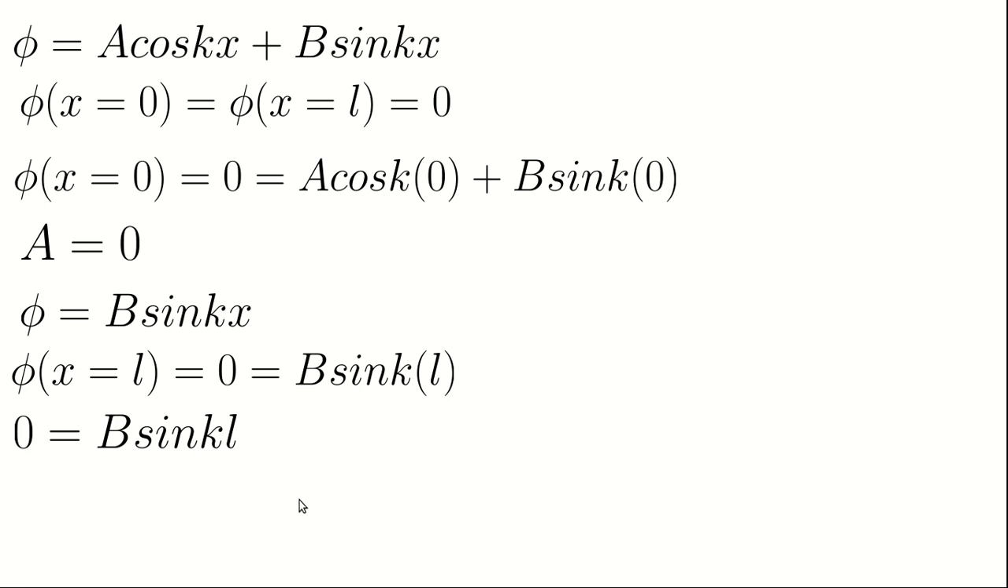And from logical conclusion, b can never be 0, because if b is 0, take note, a is already 0. If b is 0, then the wave function will be 0. So that will not make sense. So instead, sin kl has to be 0.